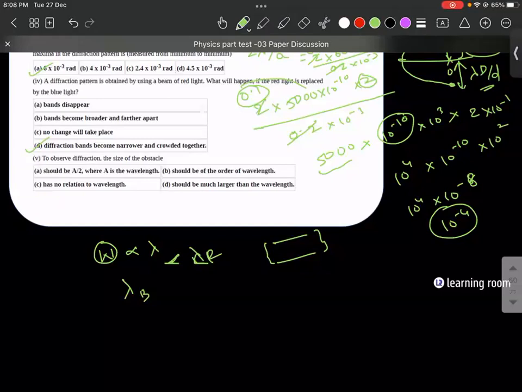So to observe diffraction, the size of the obstacle is. This I have told in the theory itself. The diffraction pattern concept is very, very important. For you to observe diffraction, the size of the obstacle should be comparable to the wavelength of light. So option B is the right answer. Remember this. That is where the whole concept of wave optics comes from. The size of the opening should be comparable to the wavelength. Right?